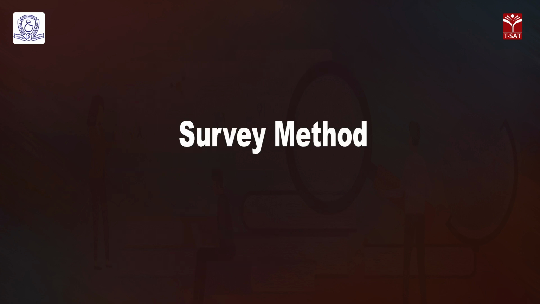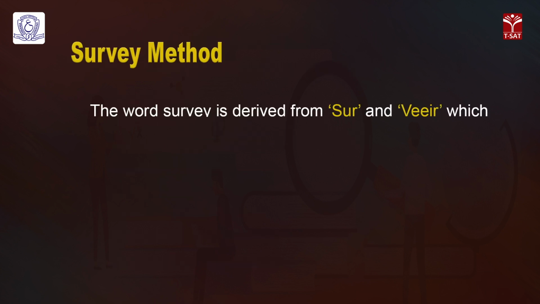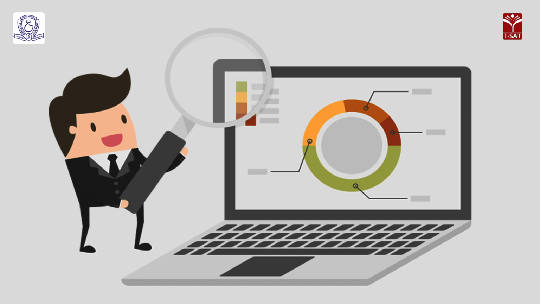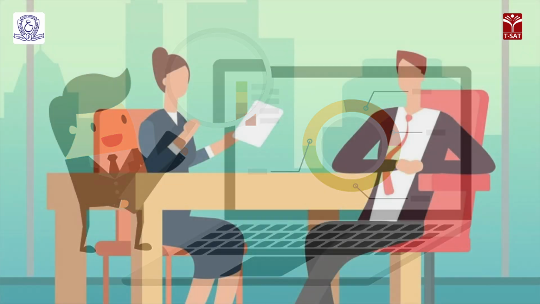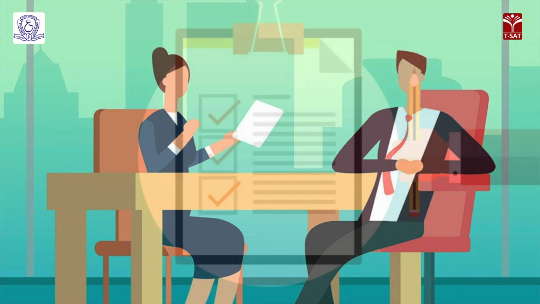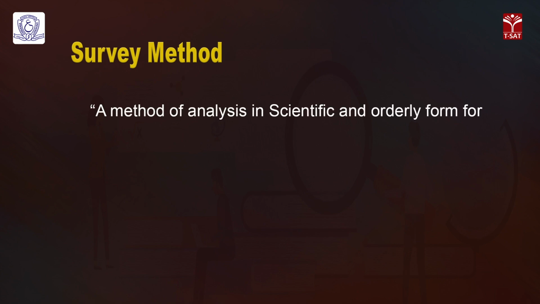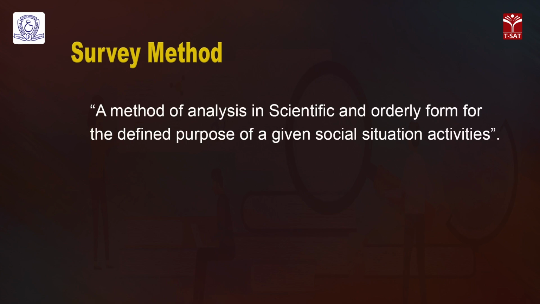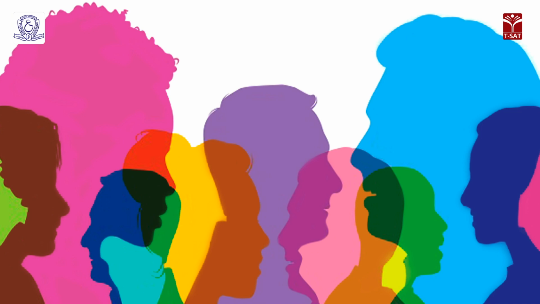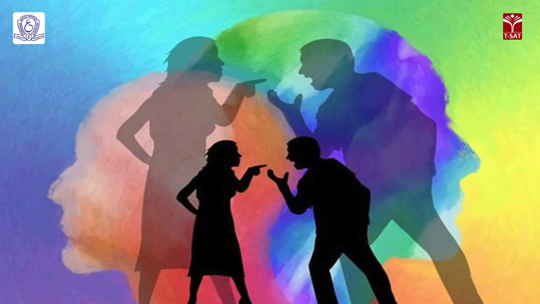Let's consider the survey method. The word survey is derived from sur and veer, which mean over and see respectively. The term survey is used as a method of investigation by direct observation of a phenomenon or by getting information through an interview or questionnaire method to collect data. Herman and Morse define it as a method of analysis in scientific and orderly form for the defined purpose of a given social situation. A social survey draws the characteristic features of addressing a burning social issue and moves towards a constructive program of social research.